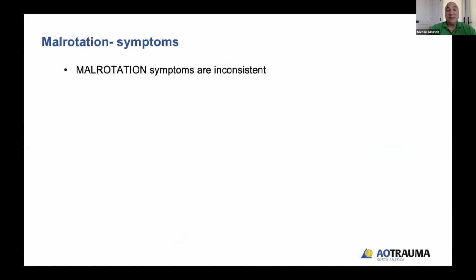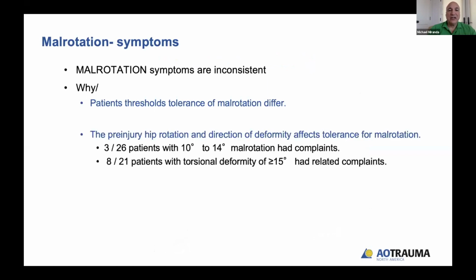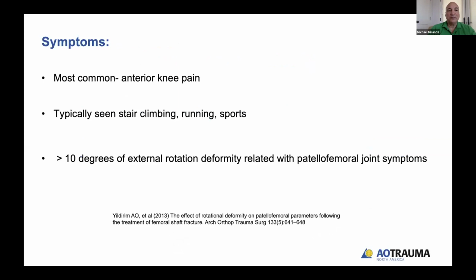So their symptoms are inconsistent. Why? It's because patients have different thresholds for tolerating malrotation. A lot of this has to do with their pre-injury hip rotation, but also the direction of the deformity affects tolerance. So if you have a minor malrotation from 10 to 14 degrees, only 3 out of 26 patients in one study had complaints. If you have a greater than 15-degree difference, only 8 out of 21. So you can see that they're able to tolerate a fair amount of displacement.